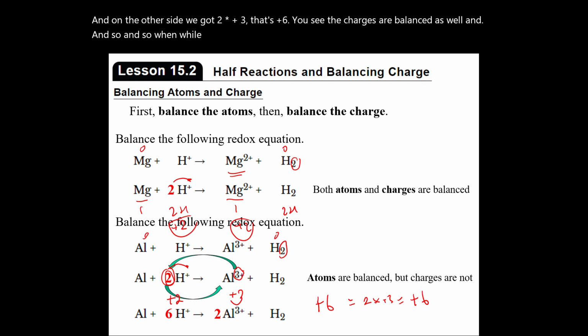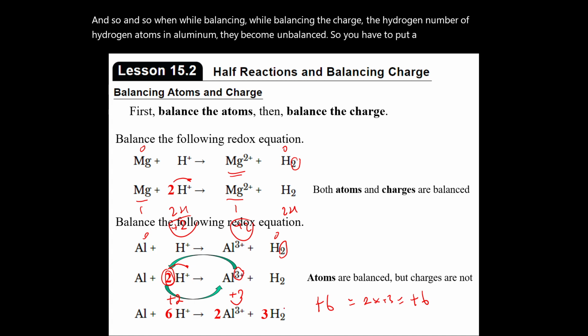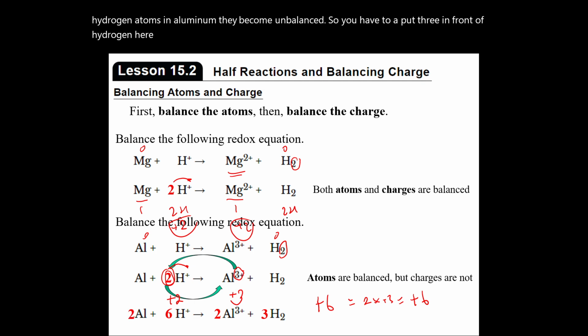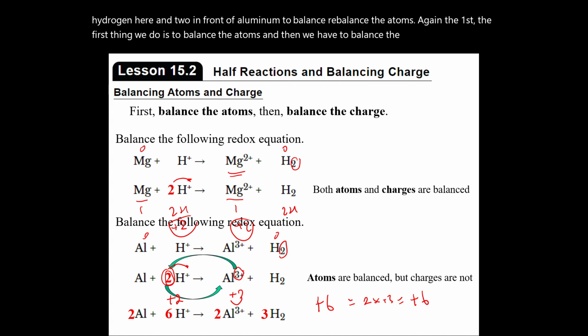while balancing the charge, the number of hydrogen atoms and aluminum become unbalanced. So you have to put 3 in front of hydrogen here and 2 in front of aluminum to rebalance the atoms. Again, the first thing we do is to balance the atoms, and then we have to balance the charges.